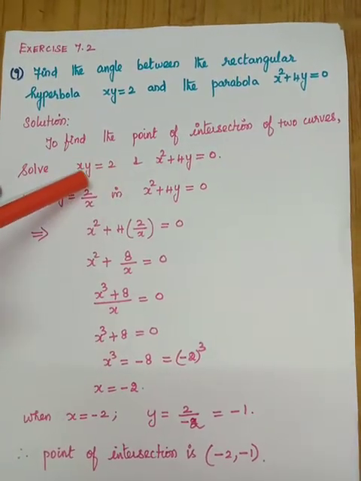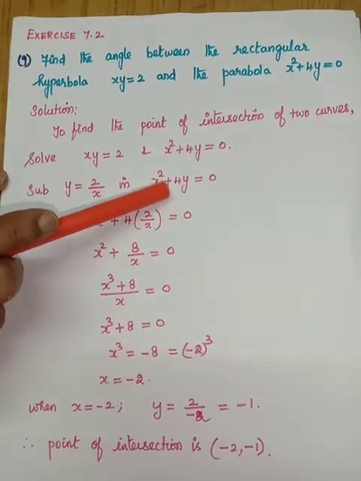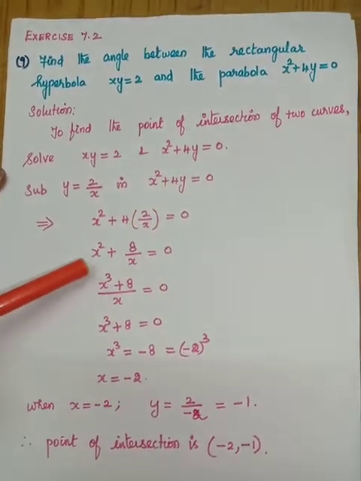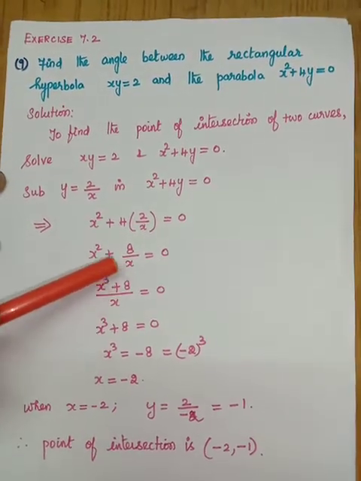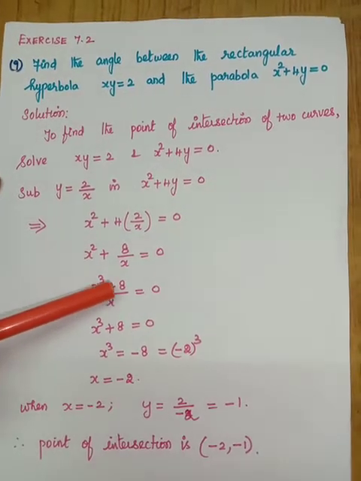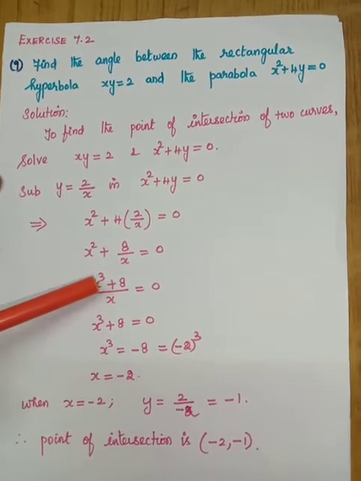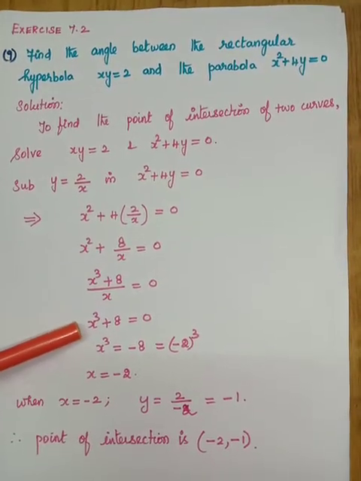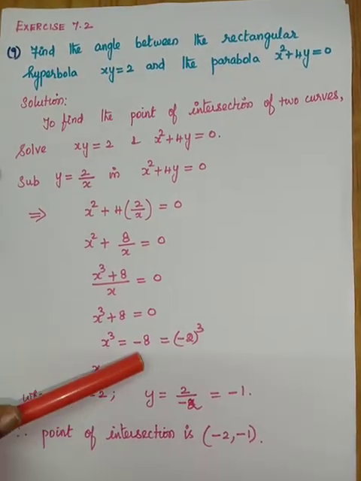So from this you can find y is equal to 2 by x and it has to be substituted here. So in the place of y it is 2 by x. When you simplify, x squared plus 4 twos are 8 by x is equal to 0. When you take LCM, it is x. So x squared into x is x cube plus 8, so x cube plus 8 divided by x is equal to 0. So next, x cube plus 8 is equal to 0. So x cube is equal to minus 8.